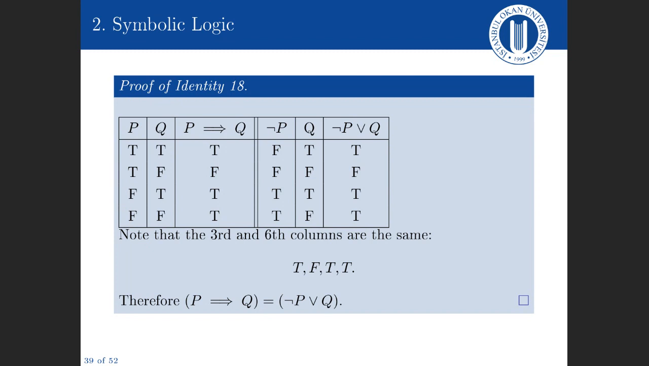We can fill in not P. Not P is always the opposite of P. So the column for P is true, true, false, false. Not P must be the opposite: false, false, true, true. Q, I'm just repeating. For Q, I have true, false, so I just repeat this over here.